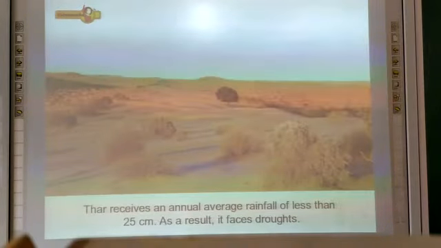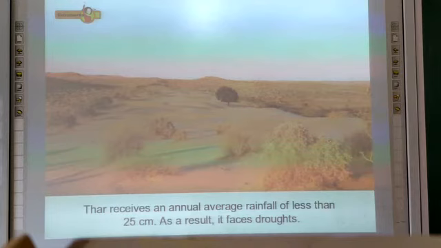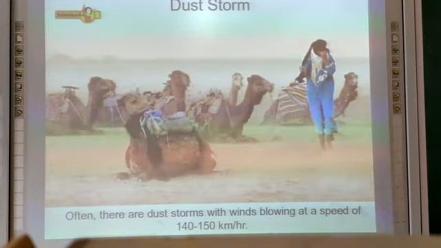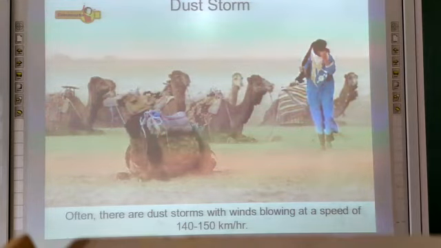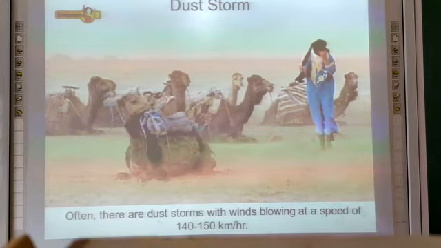Thar receives an annual average rainfall of less than 25 centimeters. As a result, it faces droughts. This region is very hot in summer and very cold in winter. Temperatures can go up to 50 degrees centigrade in May and June. Often, there are dust storms with winds blowing at a speed of 140 to 150 kilometers per hour. Sometimes after digging a very deep well, water does come out, but it is quite sour and undrinkable. Only at some places, sweet water comes out of very deeply dug wells.